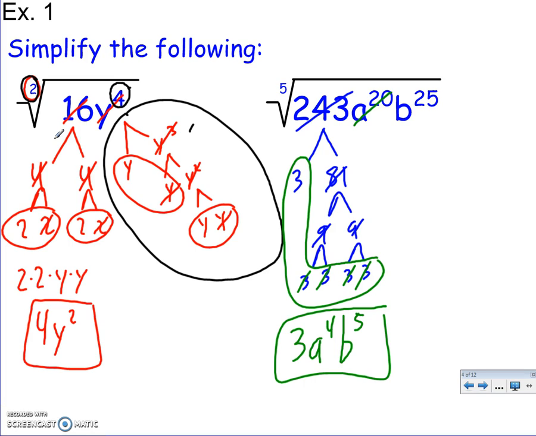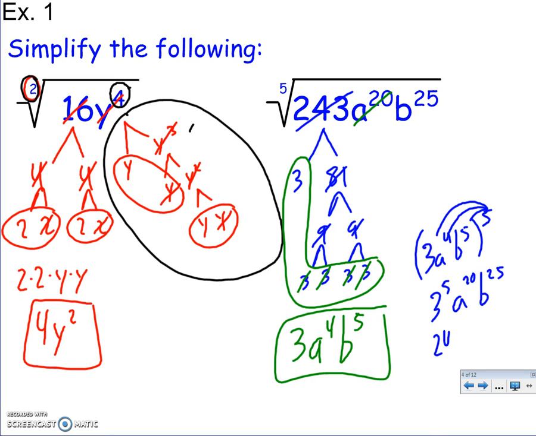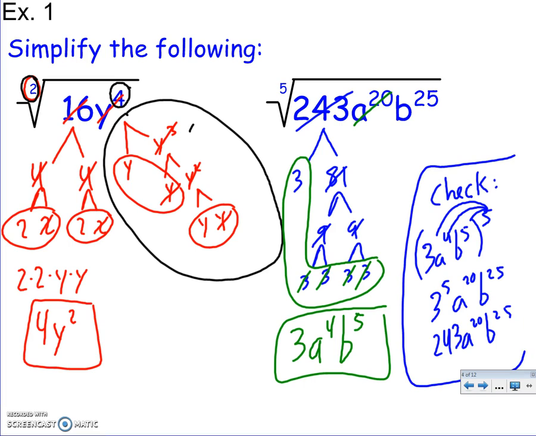Now if you want to check, you could go back to what we did in 5-1, the exponent properties, because 3a to the 4th, b to the 5th power, well, you distribute this exponent to everything inside. So 3 to the 5th times a to the 20th times b to the 25th. Well, 3 to the 5th, y'all know, is 243, a to the 20th, b to the 25th. So that's just checking. You do not have to do that. All right, so that's extra.